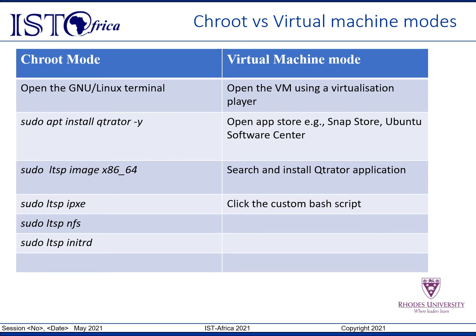On this slide, I'm going to compare how the two methods are different from each other. On the left side, in root mode, the educator or the administrator has to open up a terminal and install Qt Tractor, which is an example of a music application. Then they have to type in commands, like we can see here, apt install qtractor. Afterwards they have to regenerate the image using this command.